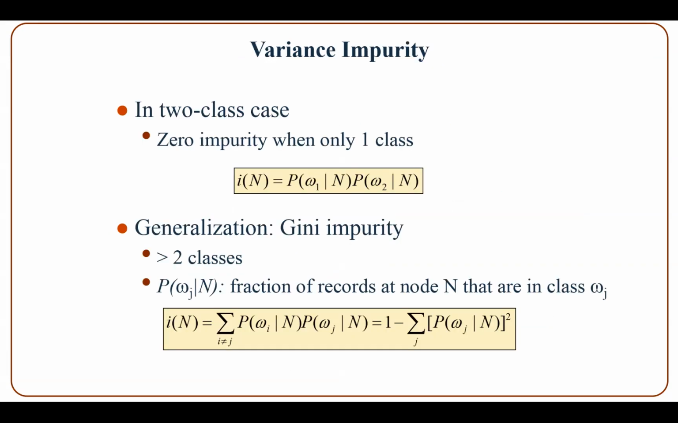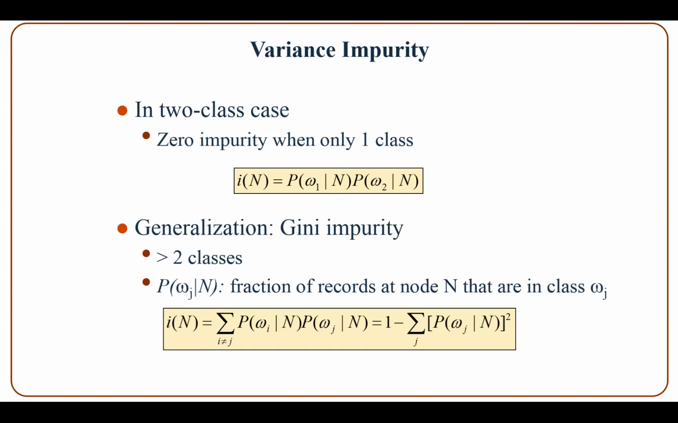Variance impurity is one of the definitions of impurity. In a two-class case, with the desire to have zero impurity when the node has only one class, the impurity at node N is the fraction of records at node N that are in class omega 1 times the fraction of records at node N that are in class omega 2.